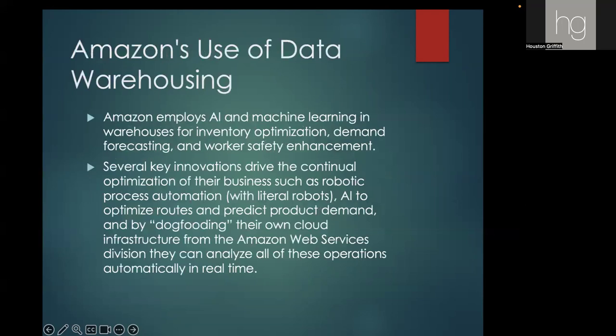Next up, I'm going to talk about Amazon's use of data warehousing. Amazon employs AI and machine learning in warehouses for inventory optimization, demand forecasting, and worker safety enhancement. Several key innovations drive the continual optimization of their business, such as robotic process automation with literal robots, AI to optimize routes and predict product demand, and by dogfooding their own cloud infrastructure from Amazon Web Services, they can analyze all of these operations automatically in real time.